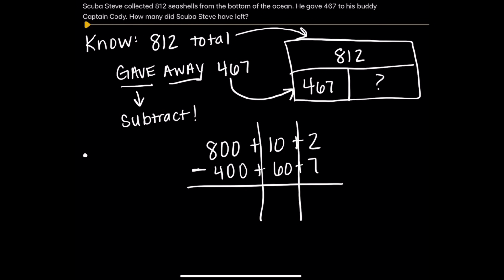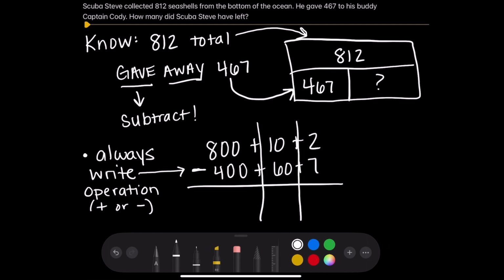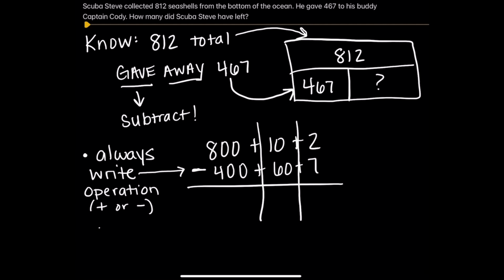Okay, so before you start solving, I have some tips and tricks to help you be more successful. The first thing I need to say is that when you're lining up expanded form, you need to always write the operation. The operation means plus or minus, okay? If you don't remember to write it down right here, halfway through solving, you might forget. And if you forget, you're going to get the wrong answer. So always write the operation.